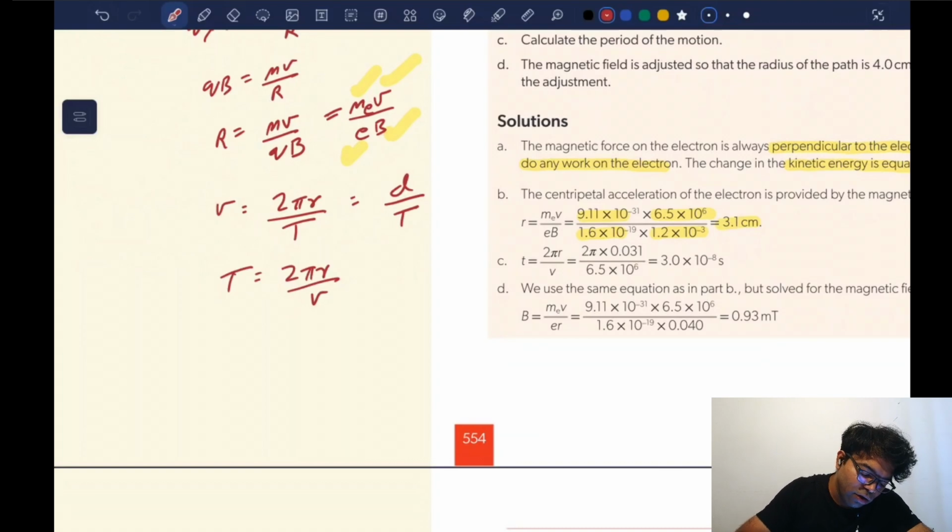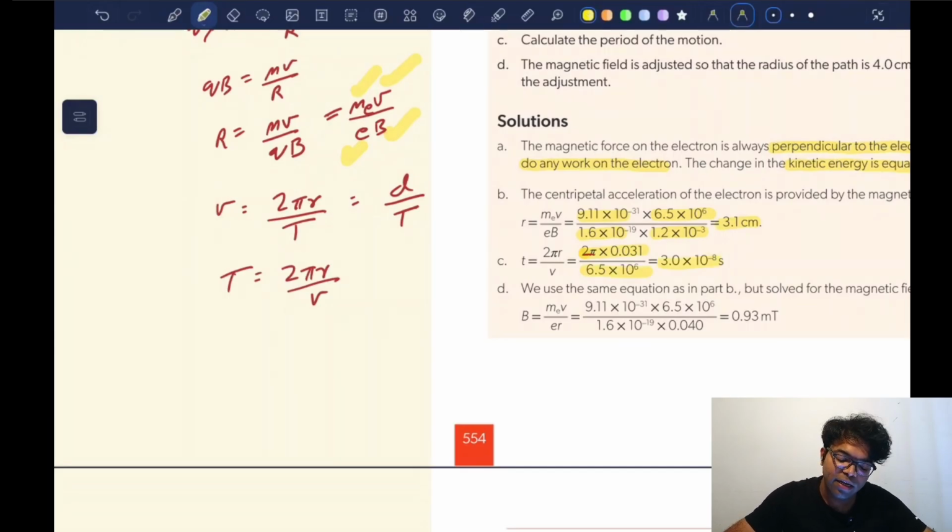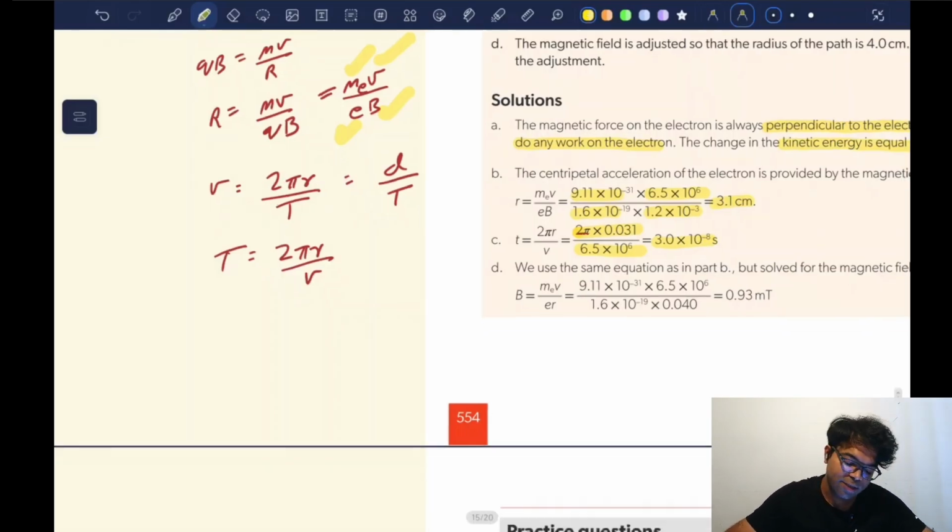Now, we know the value of r. We just calculated it to be 3.1 centimeters. So, 2 into pi into 0.031 upon the velocity, that is 6.5 into 10 raised to power 6. You will get 3 into 10 to the power minus 8 seconds. Any doubts here? Okay, let's move on.